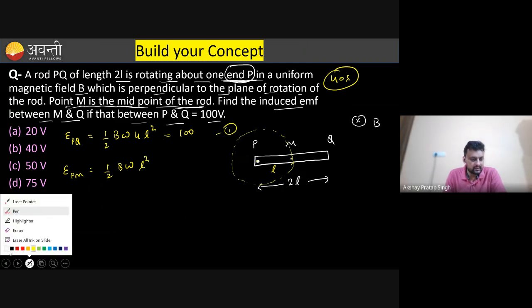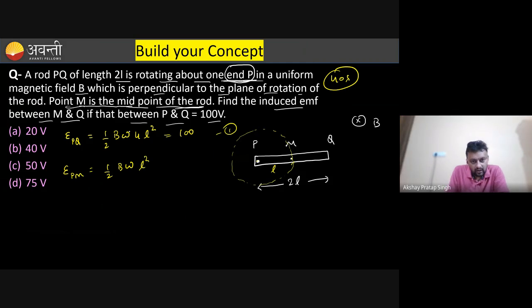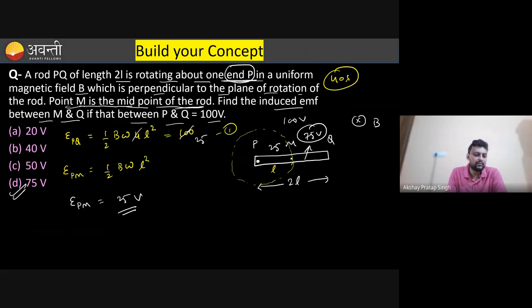Now you can see from the first equation, can you cancel things out? 4 can be cancelled out with 100 to give 25. That means half B omega L square is just 25. So the EMF between P and M is 25 volt. P and Q has a total of 100 volt potential. So M and Q will have a potential of 75 volt, and that will be your answer. Question is done. Understood?